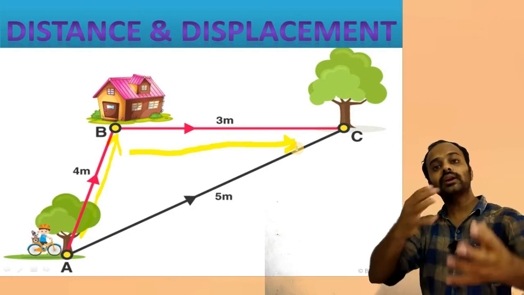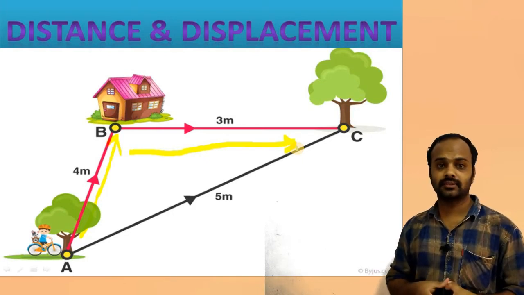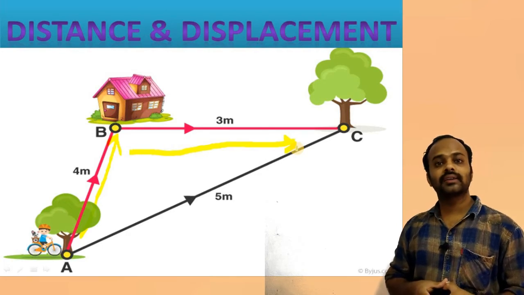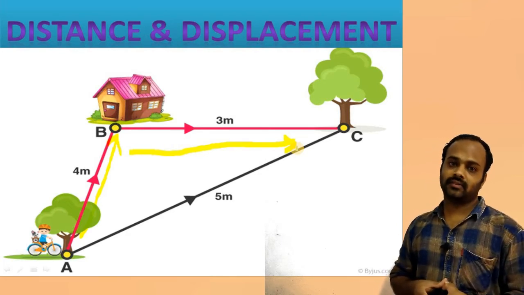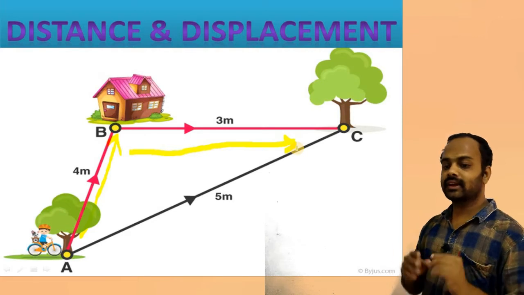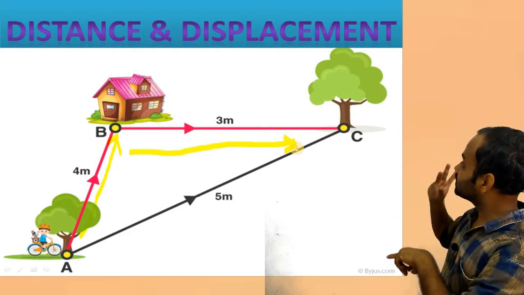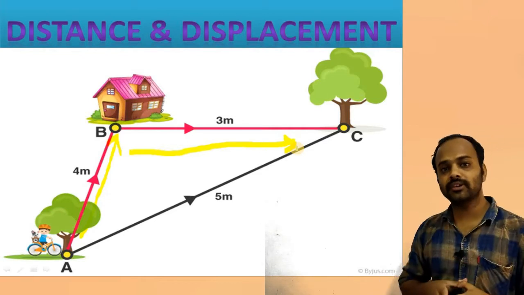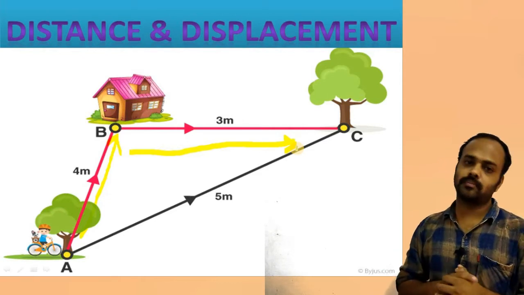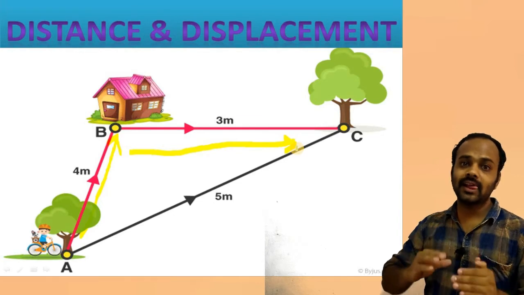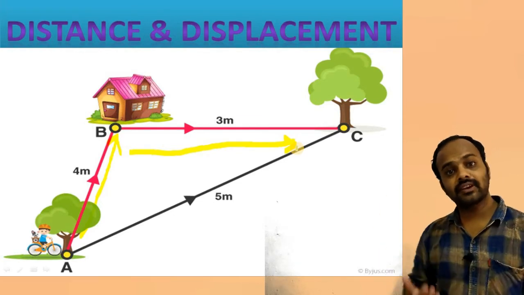Then what is the total distance he covered? That is A to B is 4 meter and B to C is 3 meter. 4 plus 3 how much? 7 meter. He covered a distance of 7 meter.